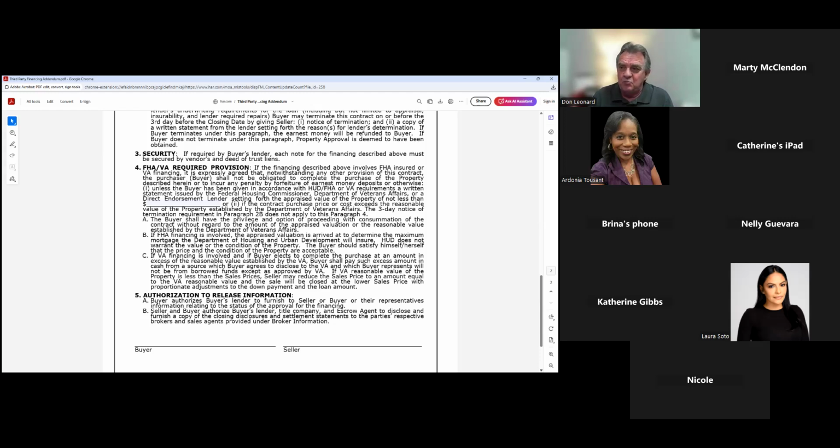We're not involved in getting the loan, and so there really was no reason for you and I to have access to that information. But then they also include this little term here, closing disclosures and settlement statements.